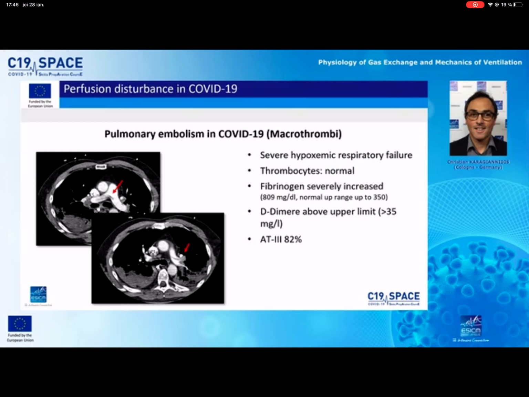First of all, this is a case of a young man who has a fresh COVID-19 infection with high fever. He has a severe hypoxemic respiratory failure. Typically, the thrombocytes are normal. The fibrinogen levels are severely increased as the D-dimers are above the upper limit. And the major reason for it is a severe pulmonary embolism. You can see it here, and it's indicated by the red arrows. And this is very often observed in this COVID-19 patient and may lead to a severe hypoxemic failure.